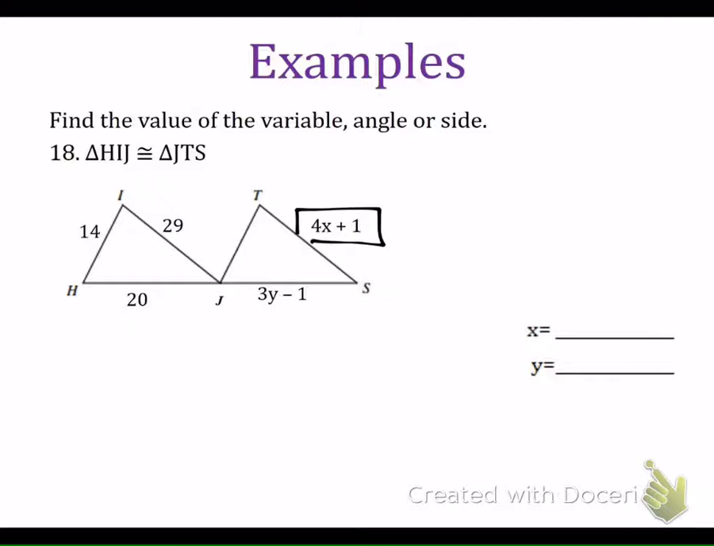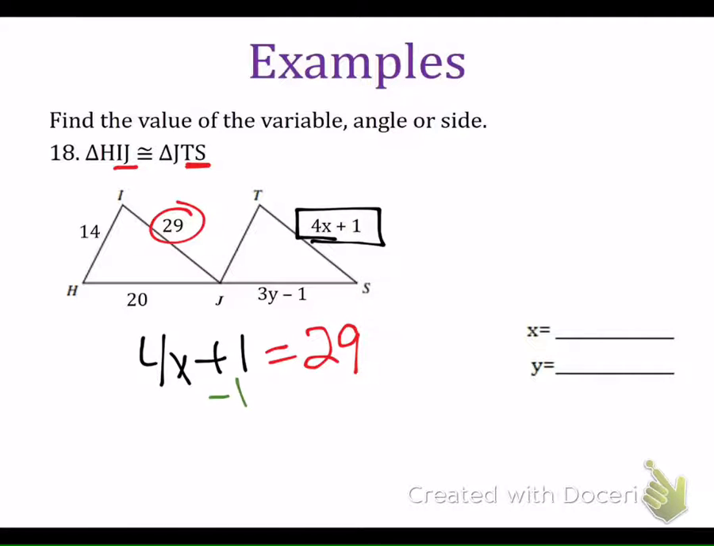All right, so here's my x. So 4x plus 1, that is what? 5x. So that's TS, which goes with IJ, which is 29. All right, how do I solve this? Subtract 1 from both sides. That's fine. Okay.